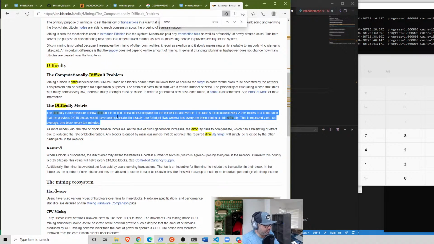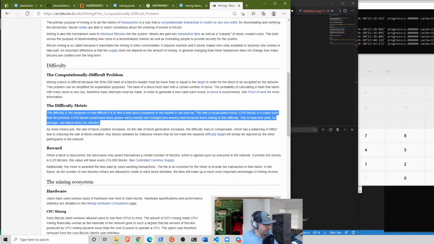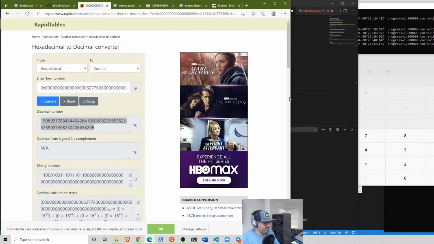That was the first block. The rate is recalculated every 2016 blocks to a value such that the previous 2016 blocks would have been generated in exactly 1 fortnight, 2 weeks, had everyone been mining at this difficulty. This is the expected yield on average, 1 block every 10 minutes.